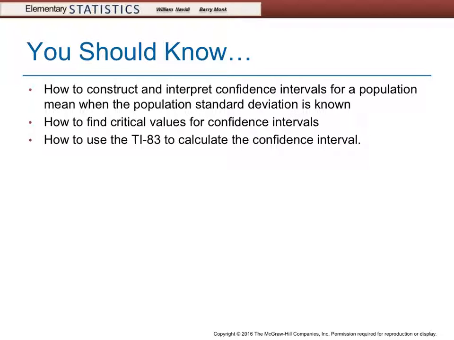So that concludes this particular portion of part 1 of chapter 8.1. We learned how to construct and interpret a confidence interval for a population mean when the population standard deviation is known. We learned how to find critical values for confidence intervals, and we used our TI 83 to calculate these confidence intervals. Please move on to part 2 of this section.